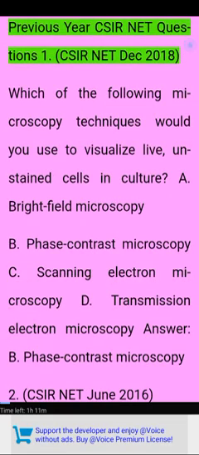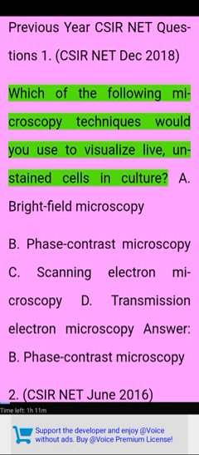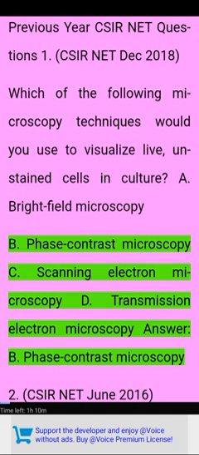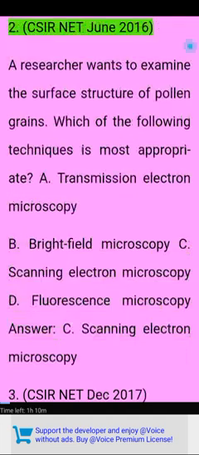Previous year CSIR NET questions. 1. CSIR NET December 2018. Which of the following microscopy techniques would you use to visualize live, unstained cells in culture? A. Bright field microscopy. B. Phase contrast microscopy. C. Scanning electron microscopy. D. Transmission electron microscopy. Answer: B. Phase contrast microscopy.